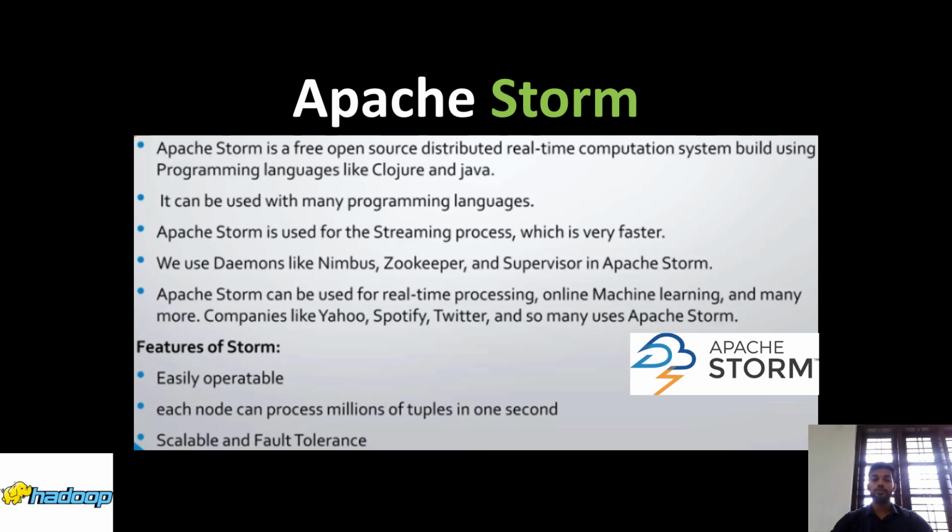The main features of Storm are that it is easily operable. Each node can process a million tuples in a particular second, and it is scalable, and it has fault tolerance.